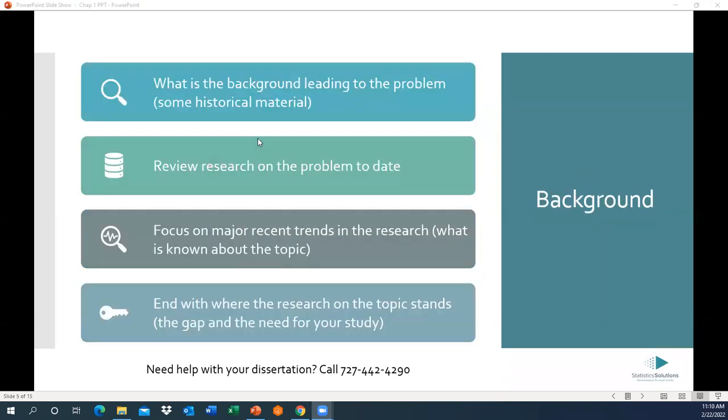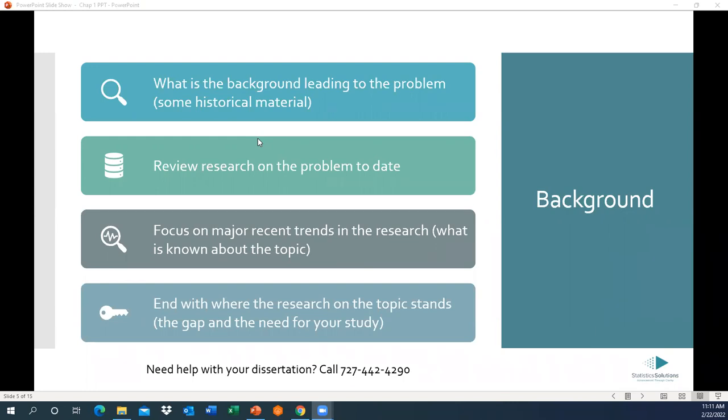Okay, the background follows from the introduction. Once you've introduced what you're going to do and why, then the reader needs to get up to speed, right, on where the issue has been, and not just the issue itself, right? So there needs to be a little bit of historical material here. If attrition has been a problem in special education, well, get the reader up to speed. When did that start? What have been some of the consequences of that? And this is kind of broad strokes, focus on trends.